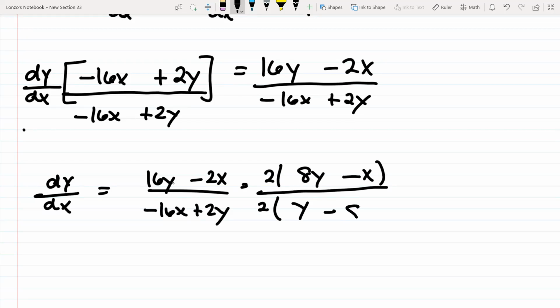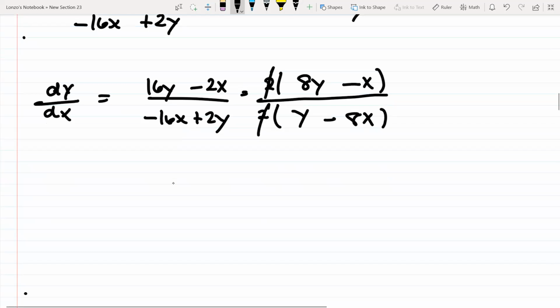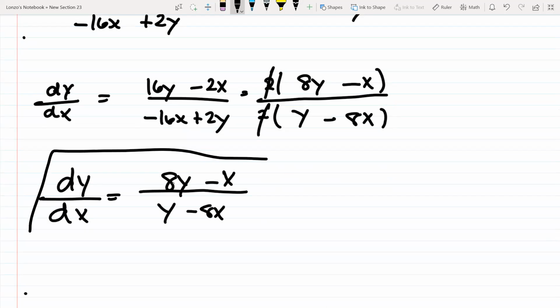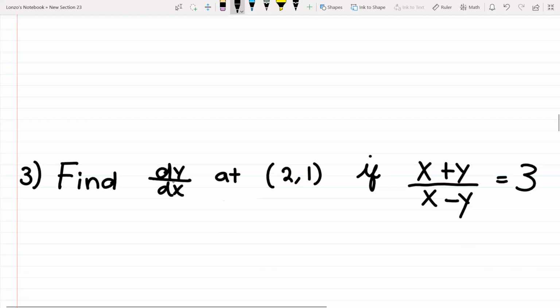y minus 8x, or negative x plus, negative 8x plus y, the same thing. So what cancels the 2? So your final answer can be expressed as dy over dx equals 8y minus x over y minus 8x. Okay. Let's move on to question 3.